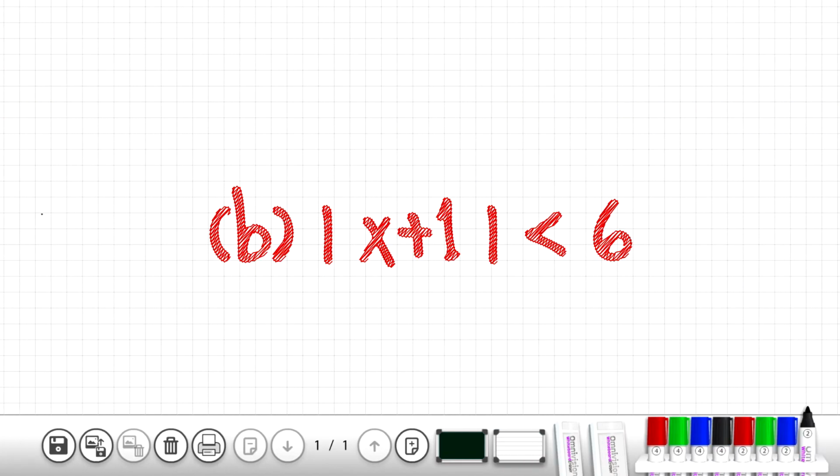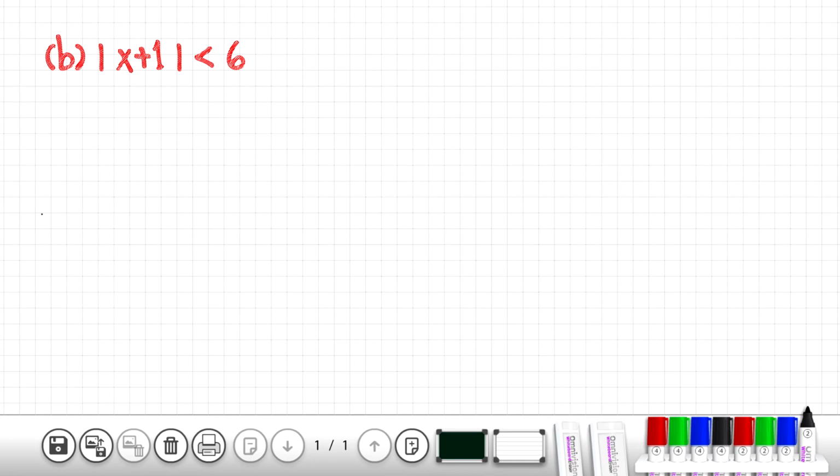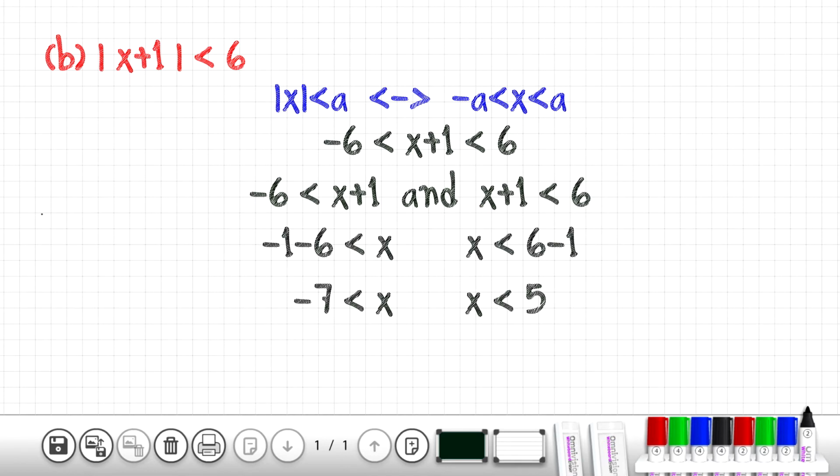For question B, we have to solve the absolute inequality when the absolute value of x plus 1 is less than 6. By using this formula, it becomes negative 6 is less than x plus 1 and x plus 1 is less than 6. Next, we divide it into 2 inequalities: negative 6 is less than x plus 1, and x plus 1 is less than 6. Then, after we get the value of x, the final answer is negative 7 is less than x and x is less than 5.